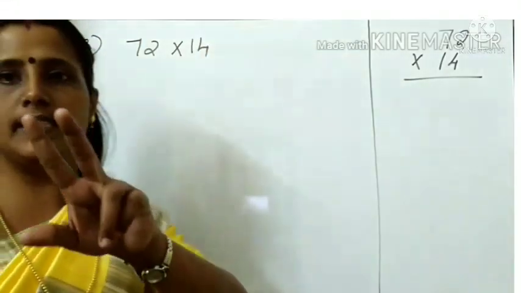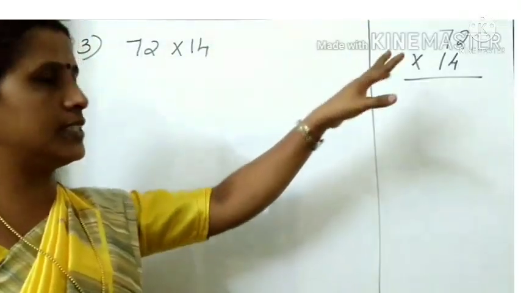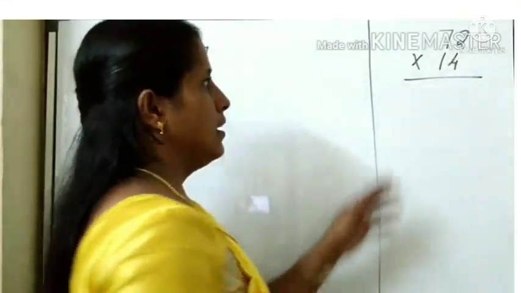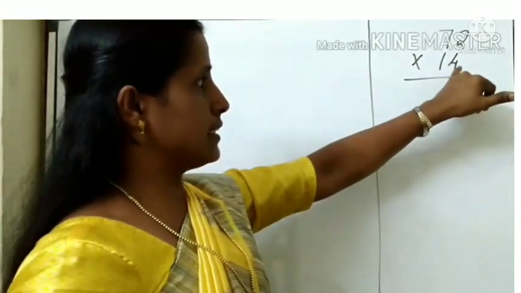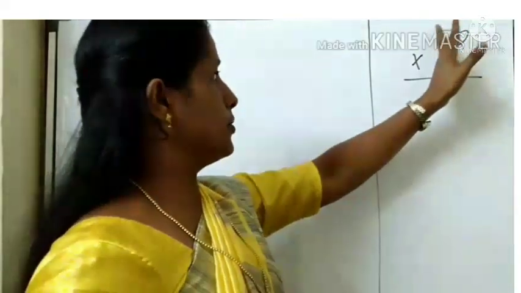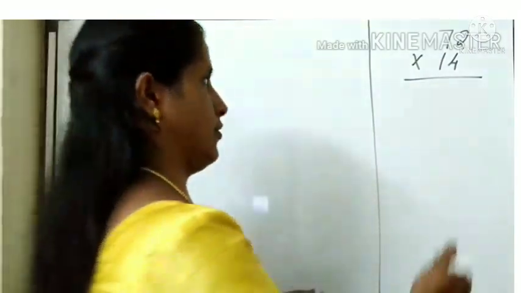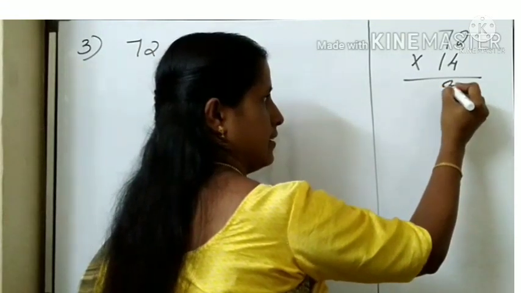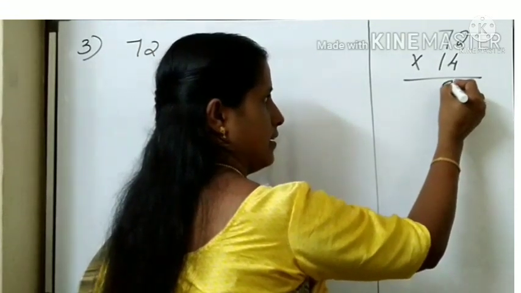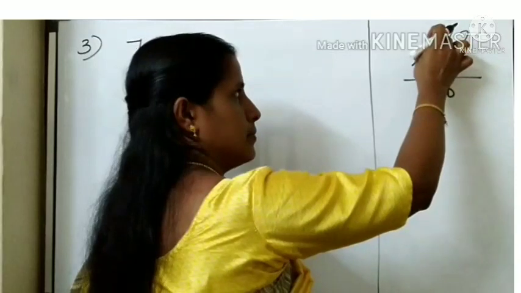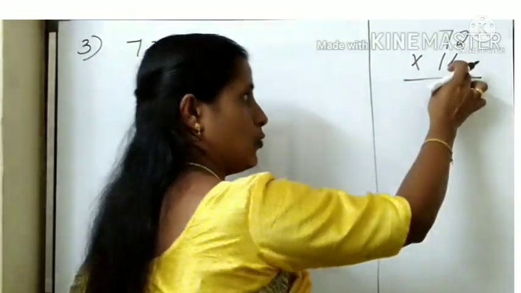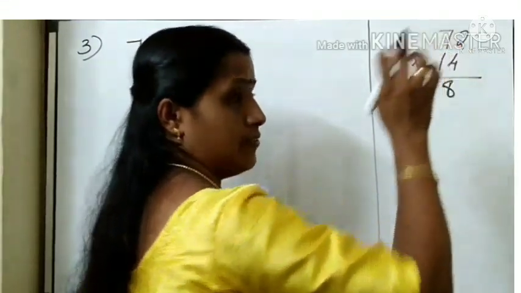14 is the 2-digit number. How can we do the 2-digit number? So listen carefully. First, we have to take the ones place number, that is 4. First, we have to do 72 into 4. So listen carefully. 2 4s are 8. And then the tens place number, that is 7. 7 into 4. That is the first procedure.